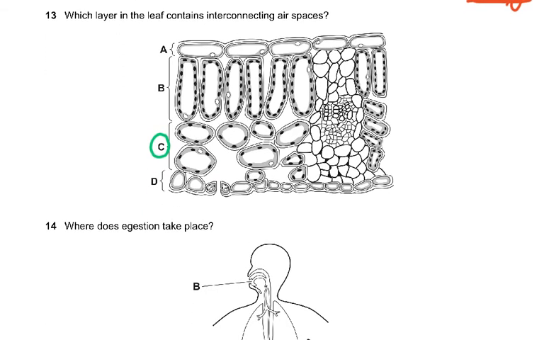Question 13. Which layer in the leaf contains interconnecting air spaces? Now that was very easy. A was the upper epidermis, B was the palisade mesophyll, and C was the spongy mesophyll, which of course contains the air spaces. So the answer was C. D was the lower epidermis, which contains the stomata. So if a question was like which layer in the leaf has the openings to allow the diffusion of oxygen, well, you'd have to say layer D then.